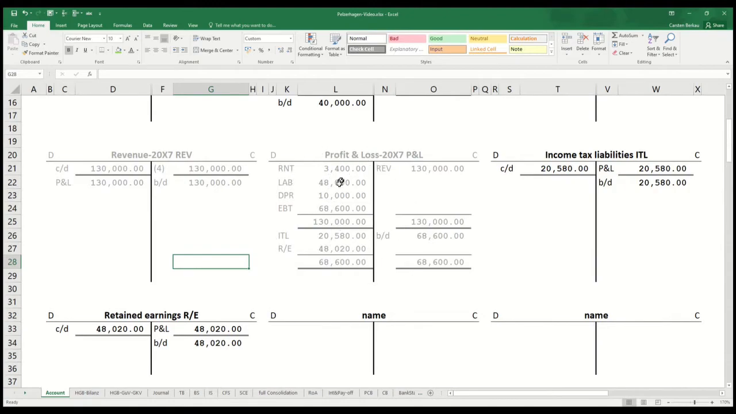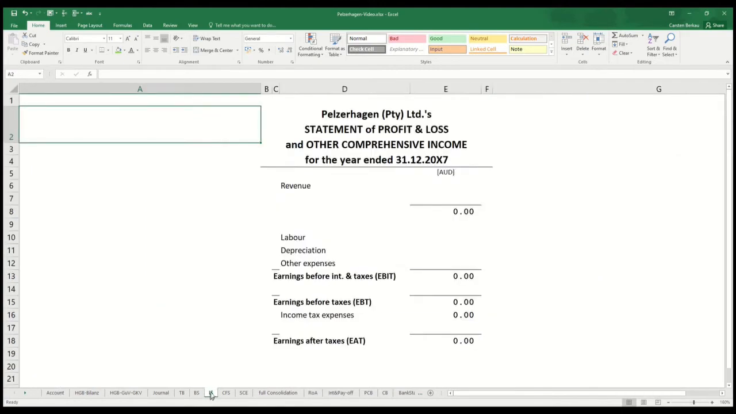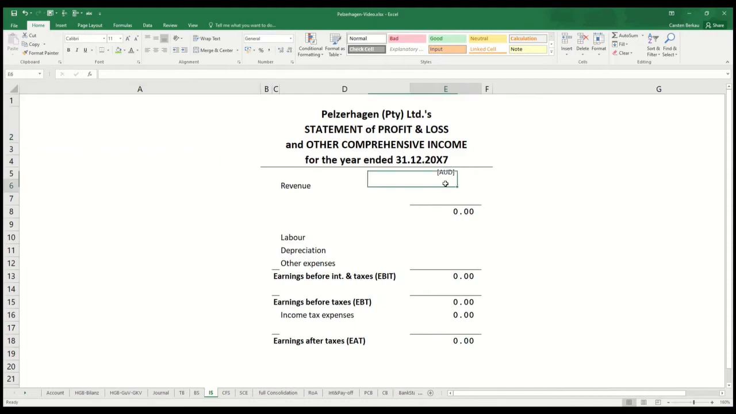Now the items which you will find in the profit and loss account can be just transferred to the income statement. Now on the income statement you won't find an item for rent, so we just record this as other expenses. Otherwise labor and depreciation will be on the list on the income statement. Same with actually the income tax expenses. We do this by the reference function of Microsoft Excel. So we open the income statement, so it is here already prepared. The name has been entered, the year and the currency.